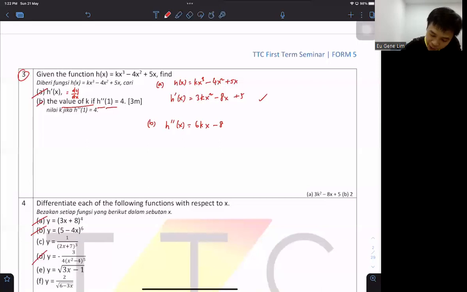Then the question says h double prime of 1 equals 4. Meaning you substitute the 1 into the x. So 6k(1) minus 8 equals 4. Then you can find out the value of k. So 6k times 1 is 6k. Minus 8 you bring over, plus 8. 4 plus 8 is 12. So 12 divided by 6 is 2. Just like that. So sometimes the question asks you to differentiate the second time, h double prime.